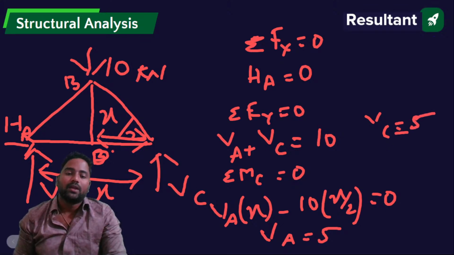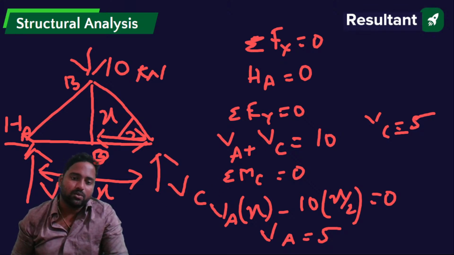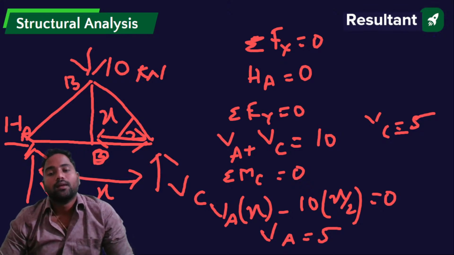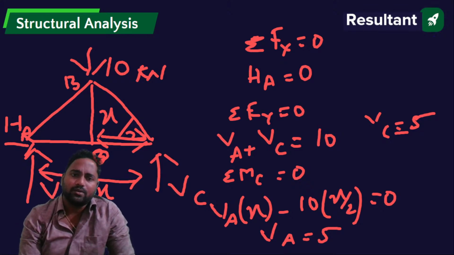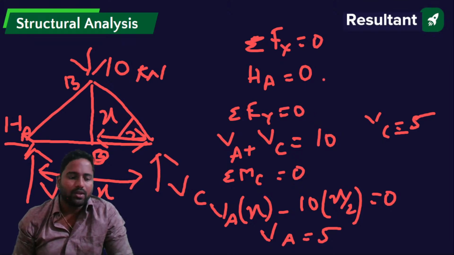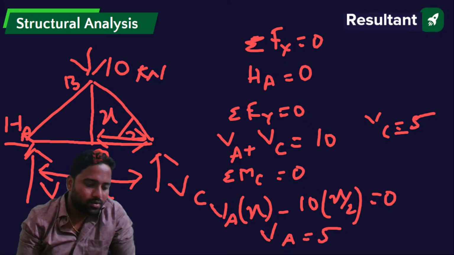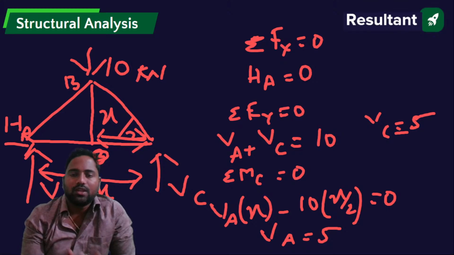Right? So what I am getting? VA equals to 5 kilonewtons and VC also equals to 5 kilonewtons. So this is how you are going to find out the reactions. Summation of forces in x direction equals to 0, you'll get HA equals to 0. Summation of forces in y direction equals to 0, you'll get VA equals to 5 and VC equals to 5. So this is how you try to find out the reactions.